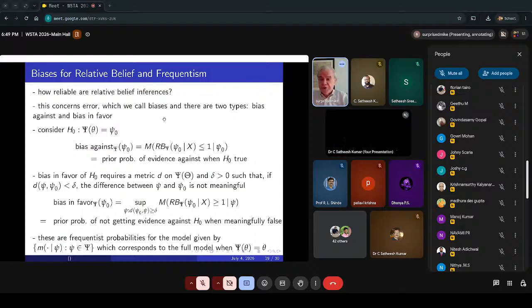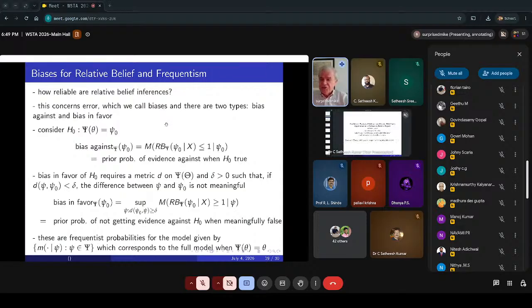And this is where I think frequentism really excels, because it does talk about the reliability of inferences. We conceive of this repeated sampling idea. We perform the experiment over and over again, and we see how our inferences behave with respect to errors. So let's consider a problem where I want to assess the hypothesis that the true value of psi is psi naught. I compute an error probability here. This is a frequentist probability with respect to the model that I get by averaging out the nuisance parameters.